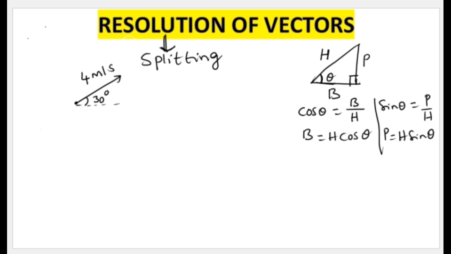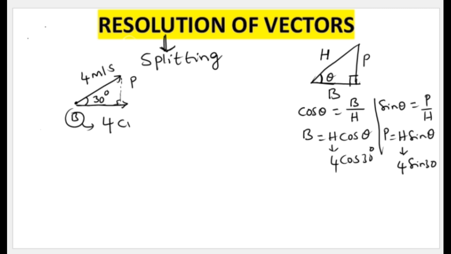So here 4 meter per second, it is a vector. It is making 30 degrees with the horizontal. So from tail, draw an x-axis line, and from head draw a perpendicular to this. This is perpendicular, this is base. So base we can write, in the place of hypotenuse here 4 is there, so cos, in the place of theta, that is 30 degrees. Similarly here also in the place of hypotenuse 4, sin 30 degrees. So here 4 cos 30 degrees and here 4 sin 30 degrees.